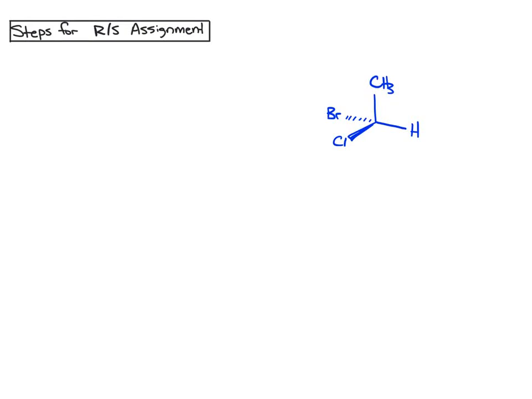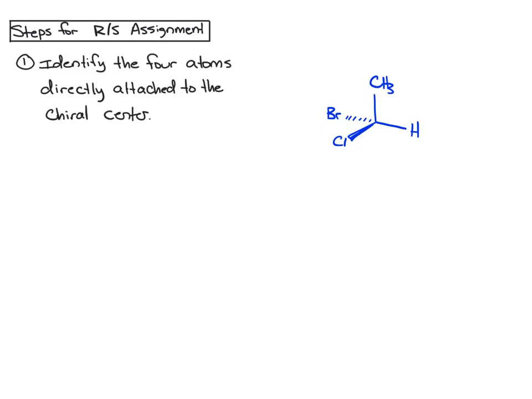So how exactly do we generate these RS assignments? There's a systematic approach that you want to take, and we're going to do this by working with the example here on the right. And our first step is just identify the 4 atoms that are directly attached to the chiral center.